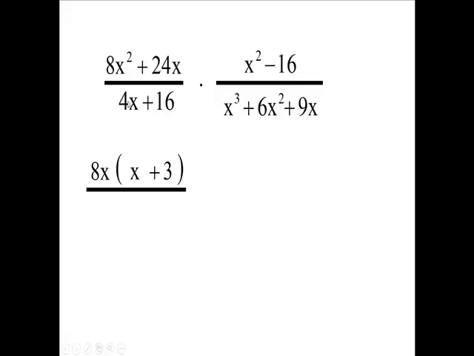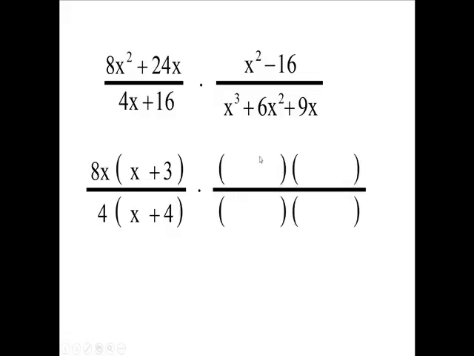Over here, what do the 4x and the 16 have in common? They have a 4 in common, don't they? That would be 4 times x is 4x, and then you're going to have your plus sign, and 4 times 4 is 16. Okay? Now, on the right side, this is the difference of two squares.